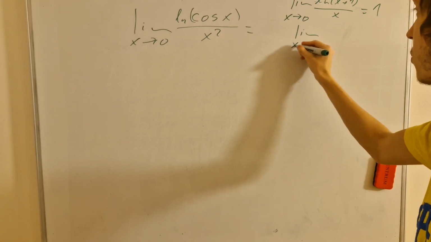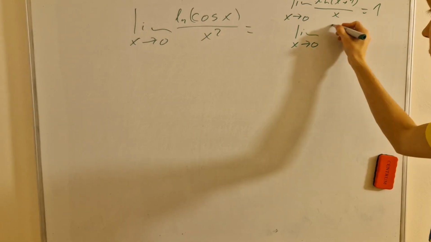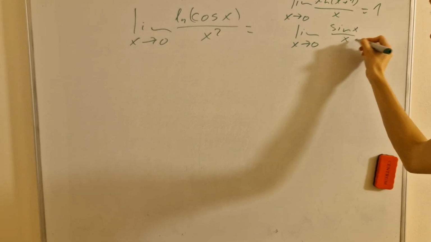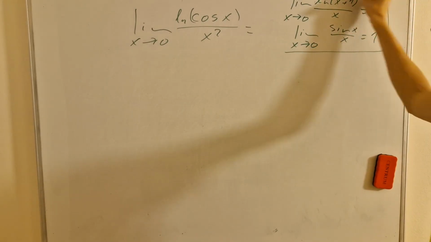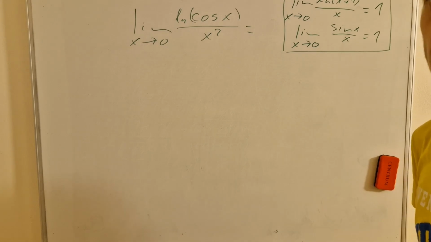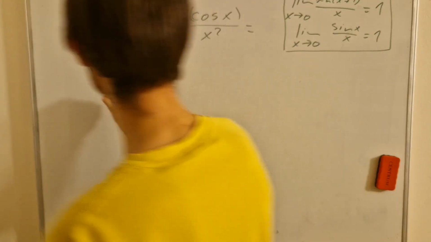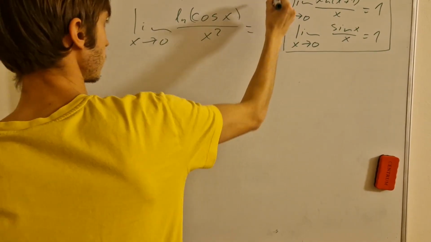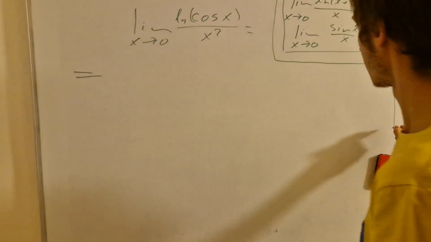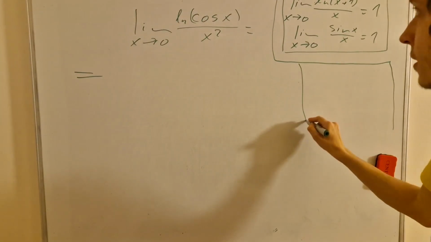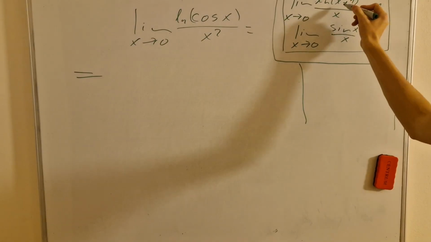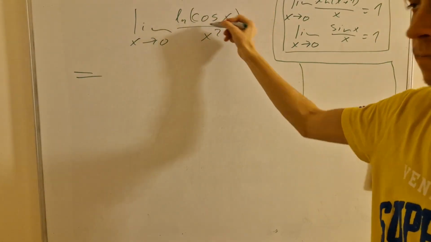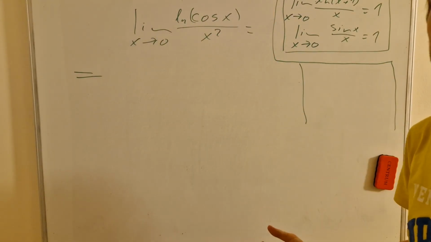Another known limit we'll use eventually is this. So two known limits we'll use here, and substitution. So what substitution should we use? Well, I want something like a variable plus 1 in here. And therefore I'll say cosine x equals y plus 1.